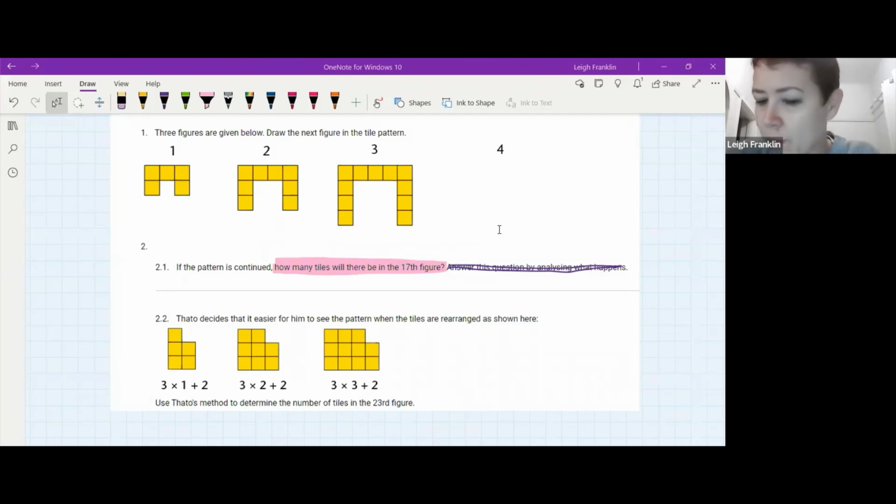Ma'am, for number 4, I got 14. Are you saying that there are 14 squares in pattern number 4? Yes, ma'am. Okay, that's fine. But the question was, how many squares are there going to be in the 17th picture? Oh, okay, ma'am, let me calculate it. Okay, so just think about it a little bit. I'm done. Okay, Anati, that's great.